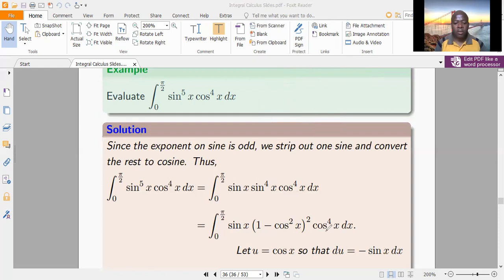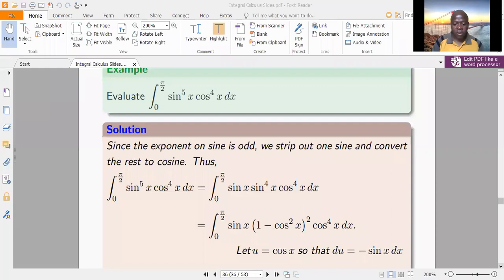Now at this point, we let u be cos x. If you differentiate both sides, you find du is negative sine x dx, and then make dx the subject of the formula, which will be du out of negative sine x. We are now ready to substitute, because we're using the substitution method. So let's proceed and substitute.